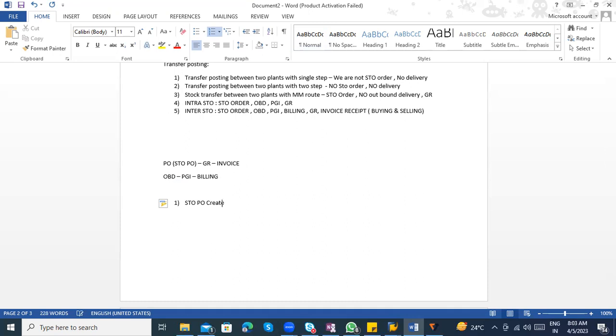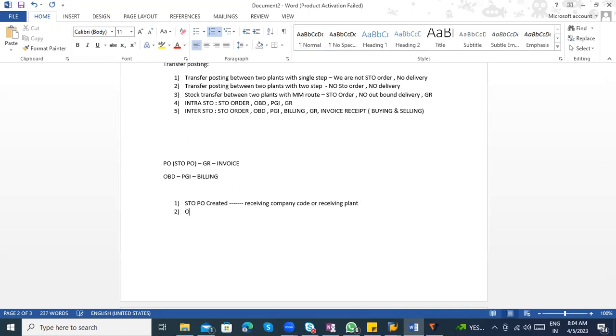Where is it created, and who creates it? Whoever is buying, whoever the merchandise is being purchased for, whoever needs the goods, that means the receiving company code or receiving plant. So they will be creating the STO PO.